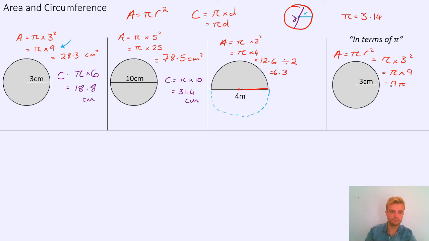And we can do the same for the circumference too. Circumference is pi times diameter, which is pi times 6 for this question, which means that circumference in terms of pi is just 6 pi. And that's giving your answer in terms of pi.